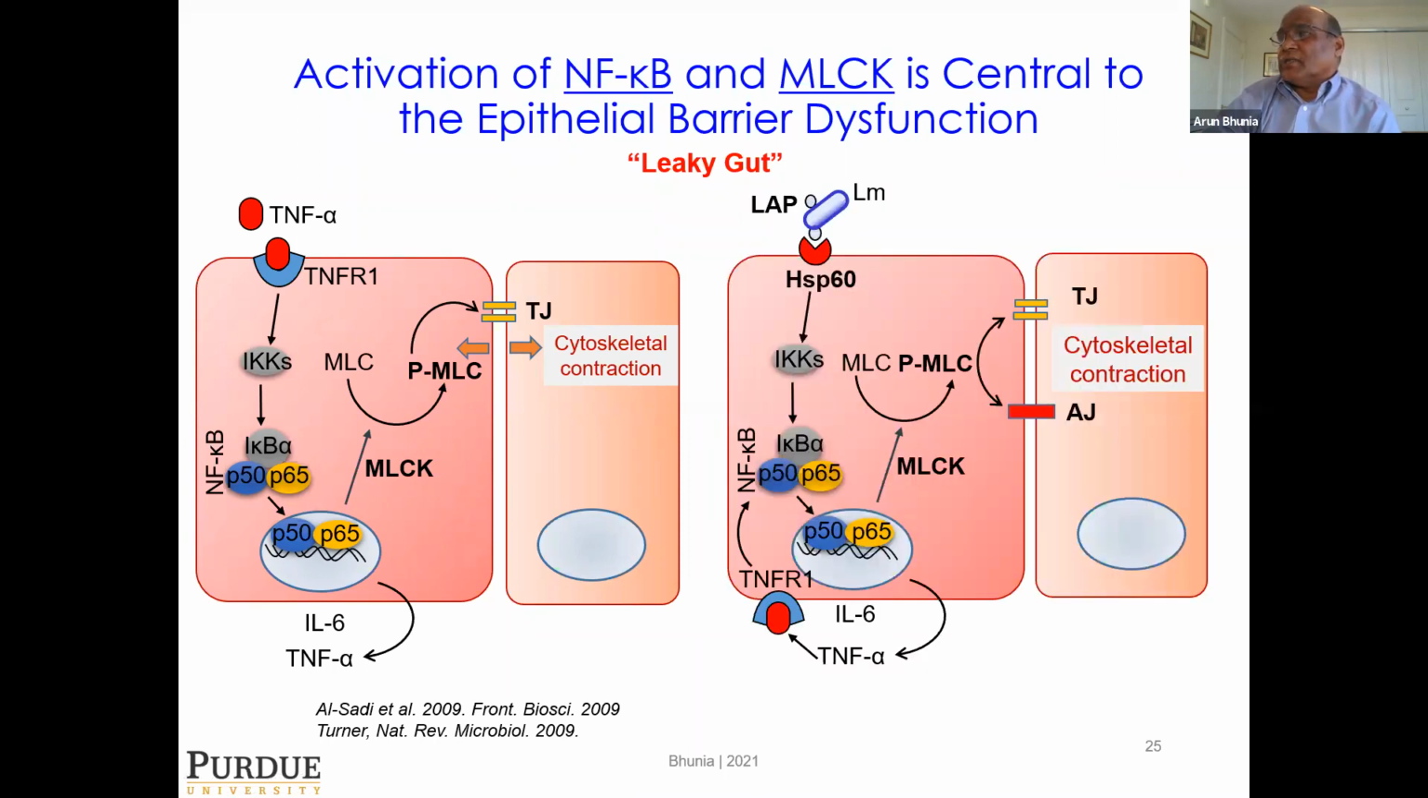The hypothesis was that maybe lap interacts with Hsp60, activates NF-kappa B, and then activates myosin light chain kinase, and then regulates these cytoskeletal proteins. Those proteins are moved away from the membrane, opening up the tight junction. In order to prove that, I will share a couple of slides.